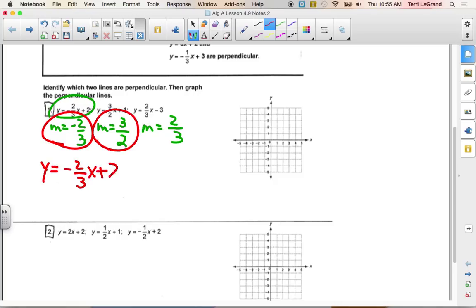I'm going to show you an abbreviation for perpendicular. Is it PD? No, it's not.